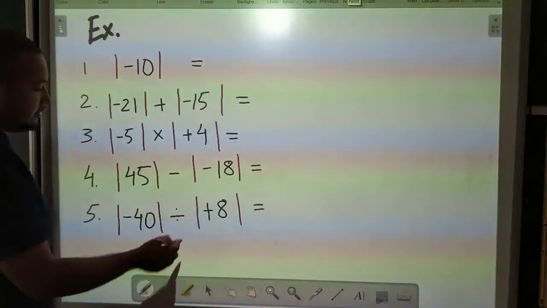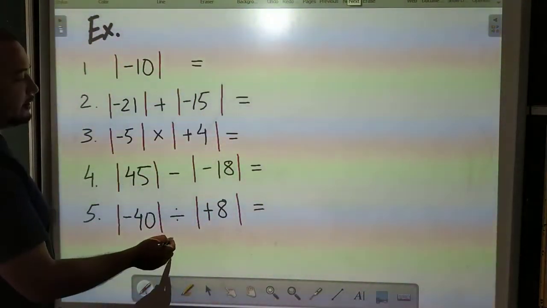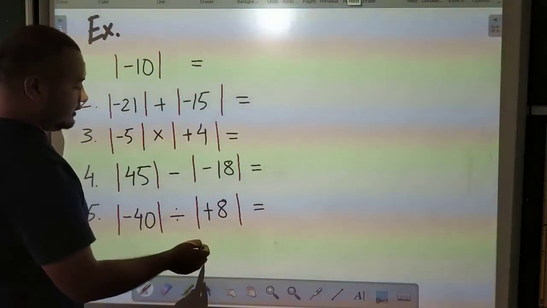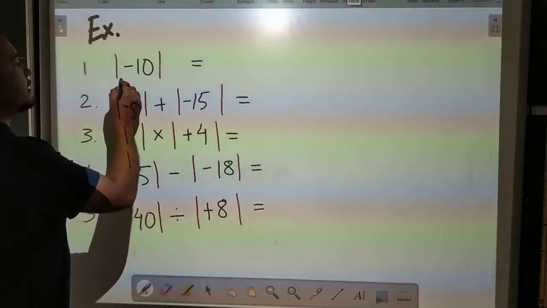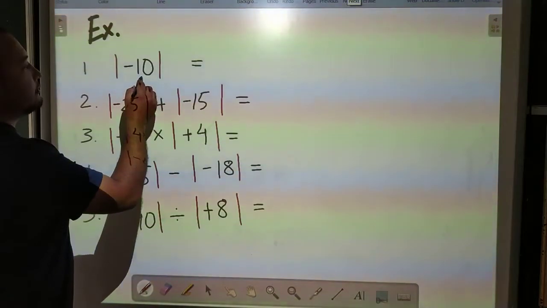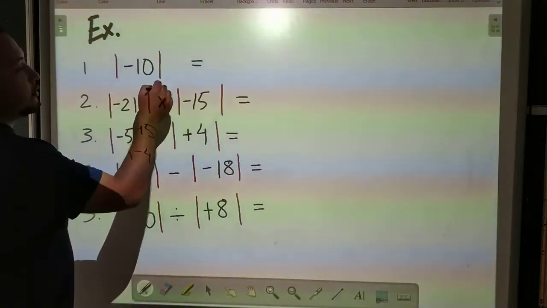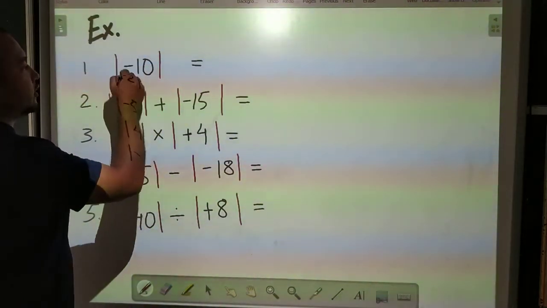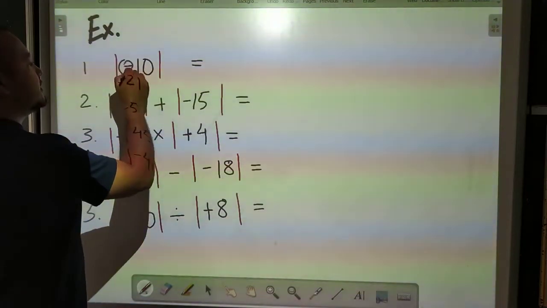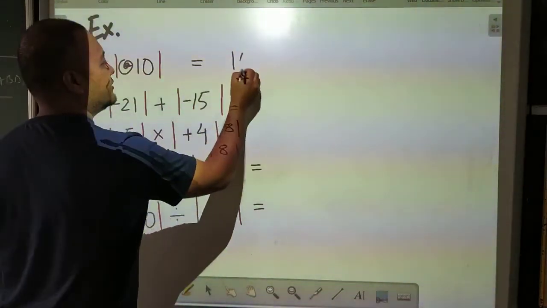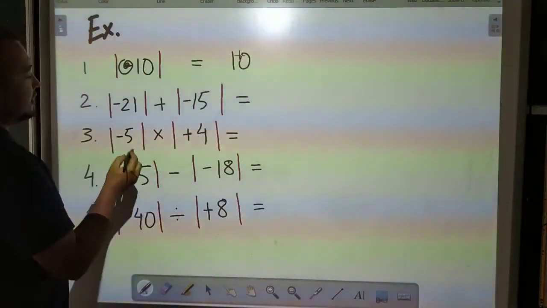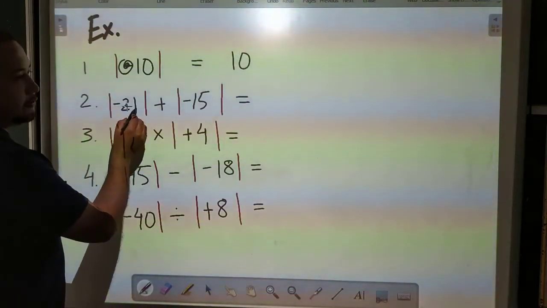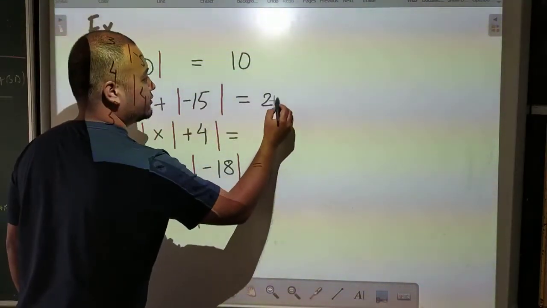Next, we have some questions here using the modulus operator, and you have to simplify them. So the first one is very simple. You just have one number minus 10 with the modulus sign. So what does this modulus operator do? It removes this sign. So we just get 10. Next we have modulus of minus 21. So remove the sign and write 21.